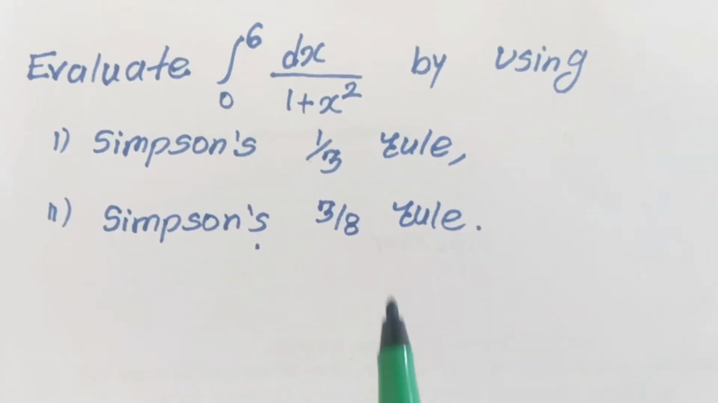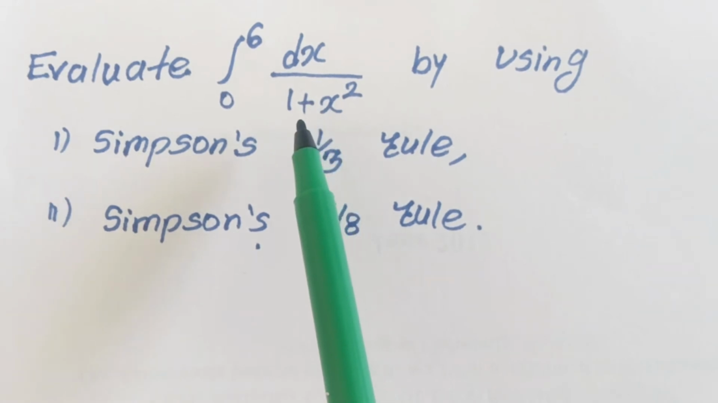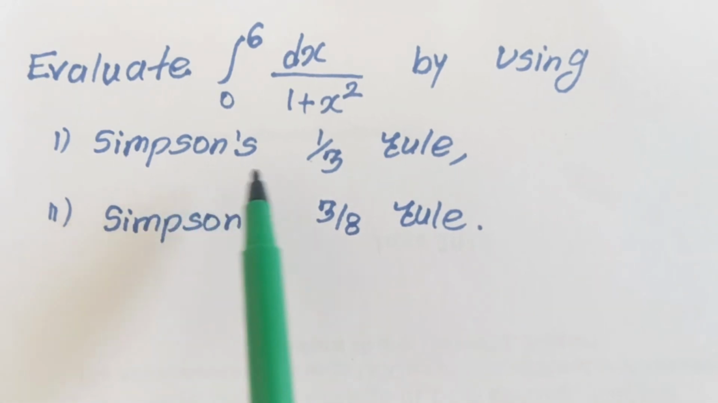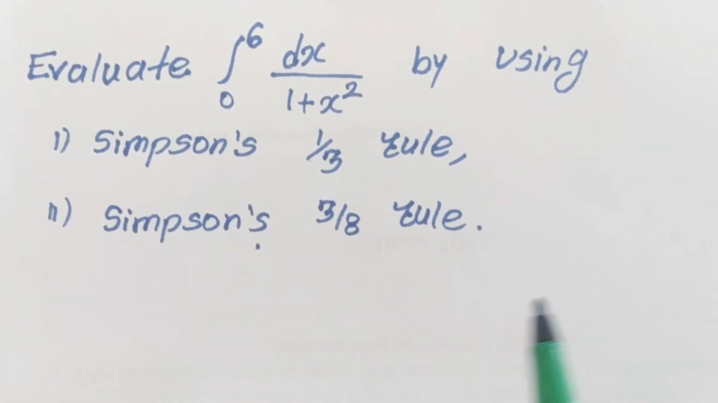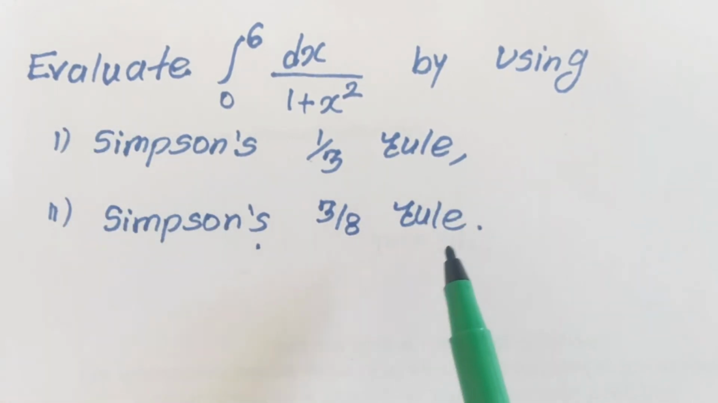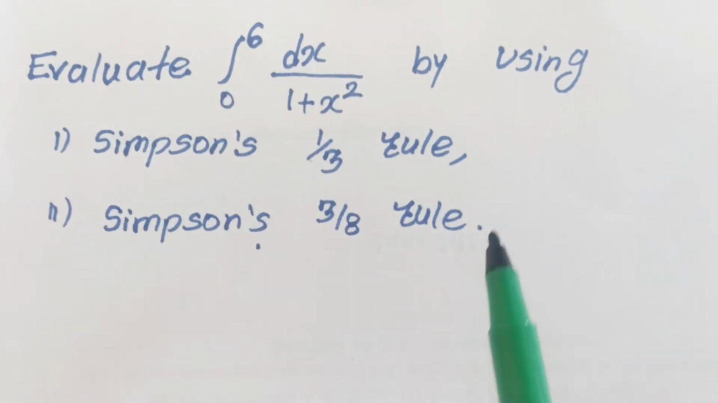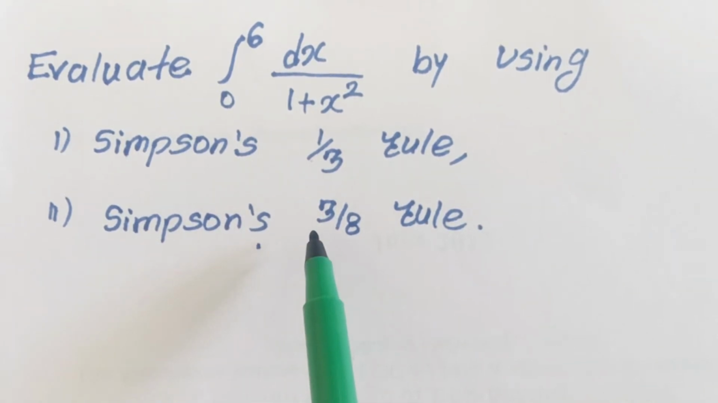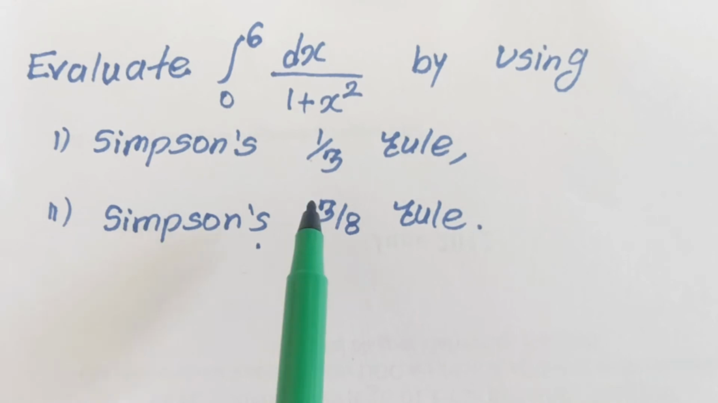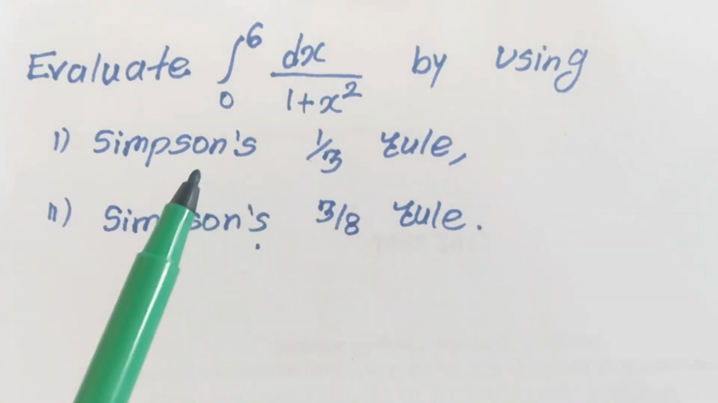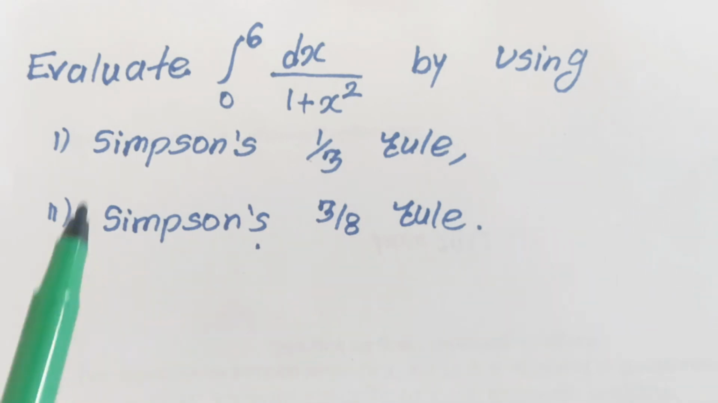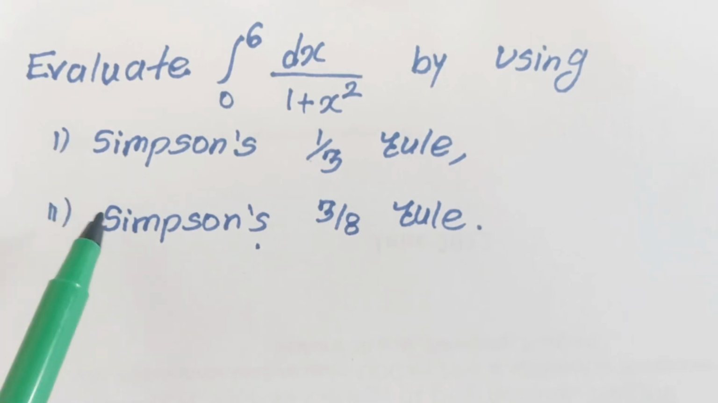Here is the example: integral 0 to 6 of 1 upon 1 plus x square dx, and we have to solve this integral with the help of Simpson's 1/3 rule as well as Simpson's 3/8 rule. With the help of this example we get a clearer idea about these two rules. As I already told you, if n is even we use Simpson's 1/3 rule, and for n odd we use the 3/8 rule, because we get a more accurate approximation. But in this example the value of n is not given, so we have to consider n and solve this example with both rules.